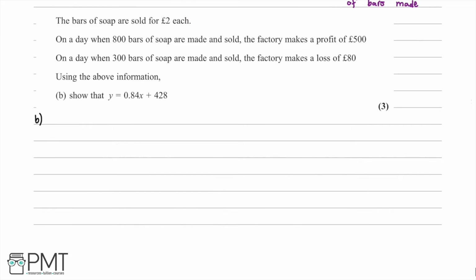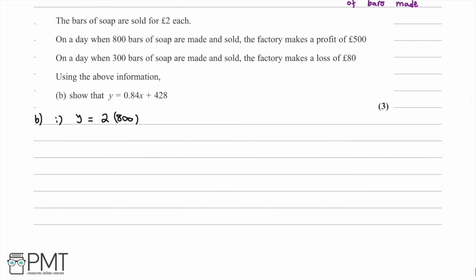So this means we have two pieces of information which we can use to help us get to this point here. So let me just put a number 1 down here, and we're going to have that y, so the total cost, is going to be the amount of bars we make multiplied by the cost of each one. So that's going to be 2 multiplied by 800.